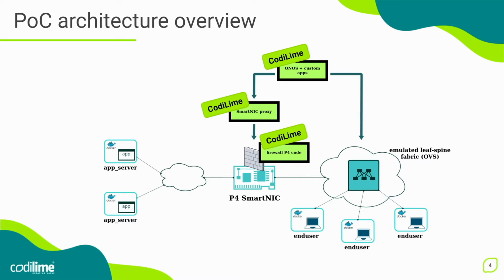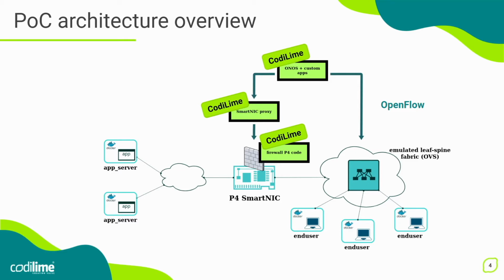As I mentioned earlier, there's also an emulated leaf-spine fabric based on OVS instances here. Both the SmartNIC and leaf-spine fabric make up the data plane of our setup, and they are controlled by one ONOS instance, but using different protocols. OVS switches are controlled using OpenFlow, since ONOS offers native support for this.